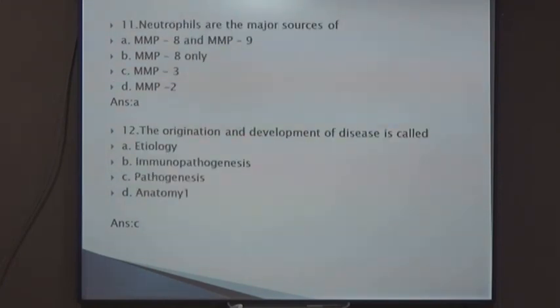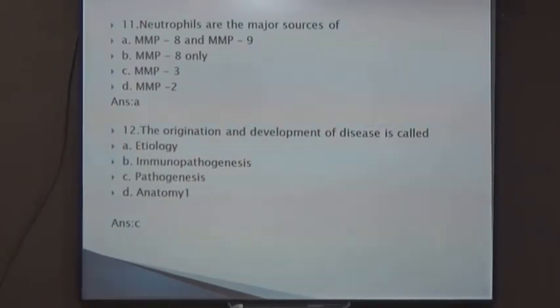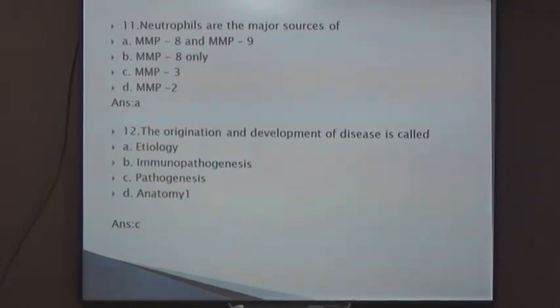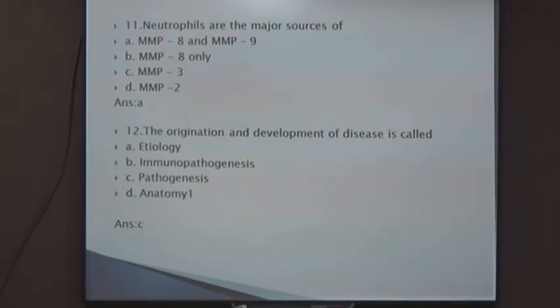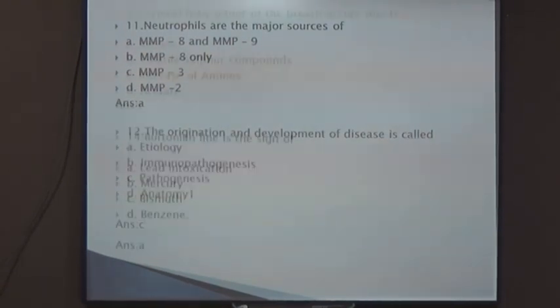Neutrophils are the major sources of MMP8 and MMP9. Okay. Neutrophils contain primary granules. These granules will easily secrete MMP8 and MMP9, which are also zinc and calcium dependent enzymes. So MMP8 and MMP9 are mainly secreted by neutrophils. The origination and development of disease is called pathogenesis. So we mark it as C. Origination and development, that is why we call it pathogenesis.